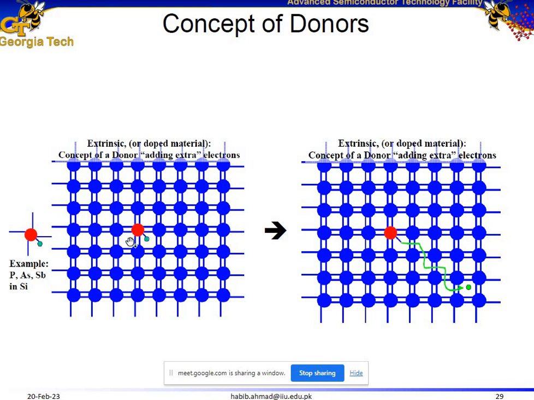So now the bonding requirement for the phosphorus atom is fulfilled, and it still has an additional electron. With the slightest amount of energy, this additional electron would be free to move inside the crystal lattice. As you can see over here, it is going to move around inside the crystal lattice.